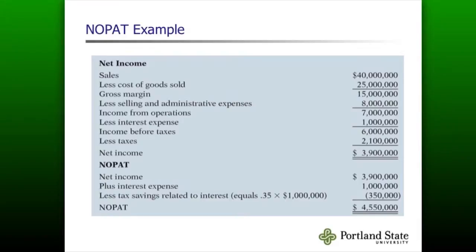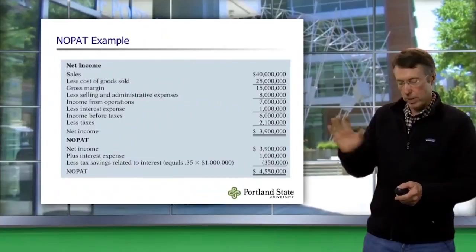we have net income of $3.9 million. But the interest expense that went into determining that income was $1 million. So we basically need to add that back in. In other words, we're no longer deducting interest expense. And also, we've got to allow for the tax savings that we got on that interest deduction. The result is a net operating profit after tax, strictly from operations, not from financing activities, of $4.55 million. Now we're going to use that number as we move forward here.